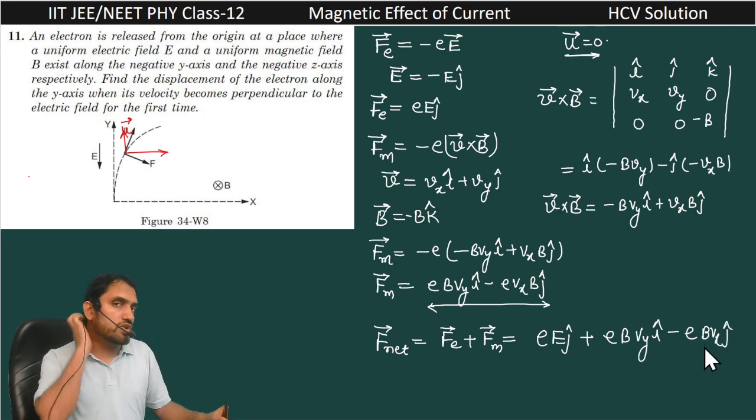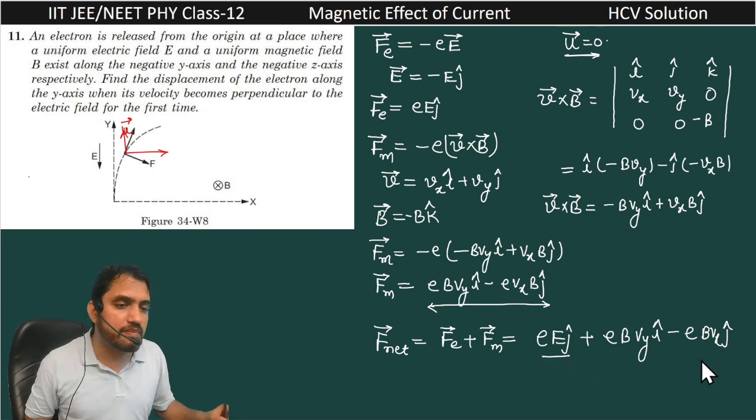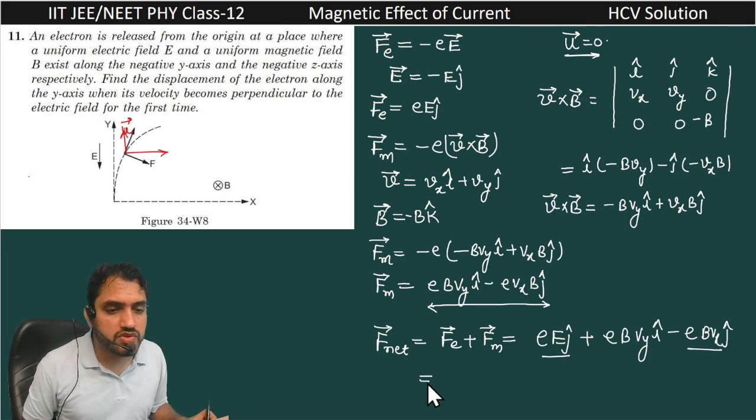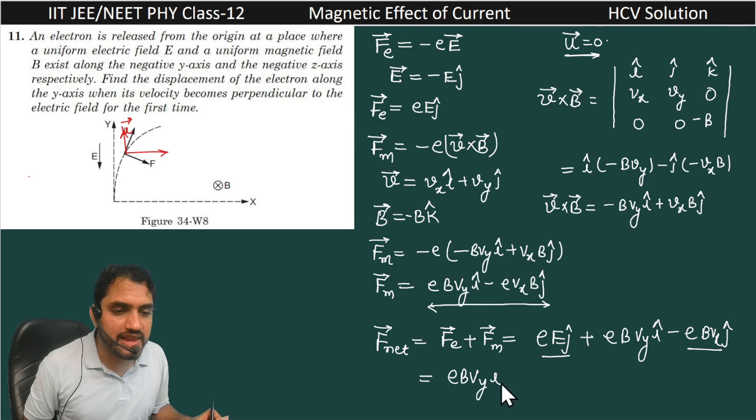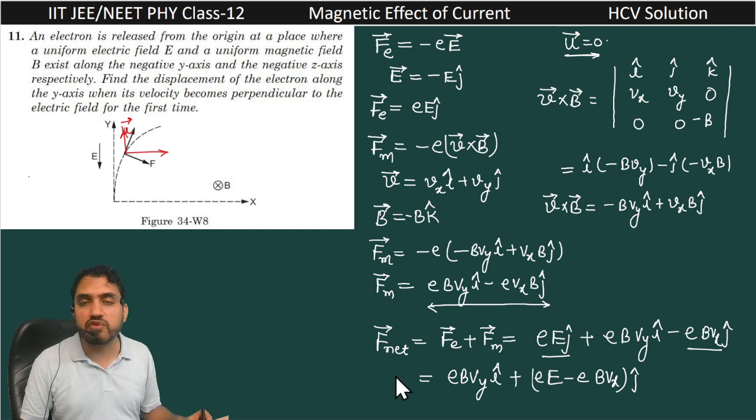Okay. So this J cap we can add together. So finally we will get E into B into Vy I cap plus E into capital E minus E into B into Vx J cap. Okay, that is the net force.